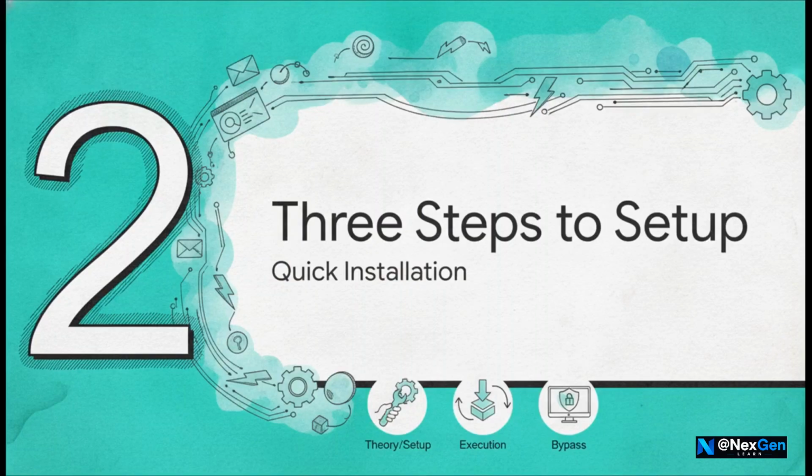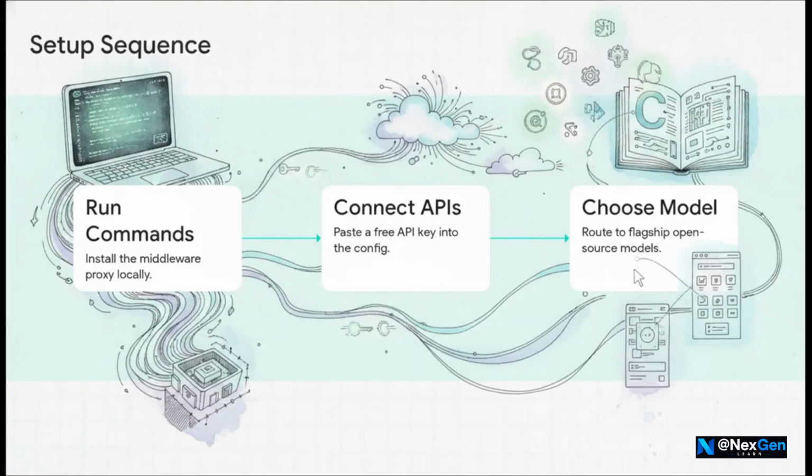Section 2. 3 steps to setup. Theory is useless without execution. We're going to strip away the complexity with a rapid-fire deployment sequence to initialize this proxy locally. 3 steps. Run the terminal commands, connect the free APIs, and choose your model.